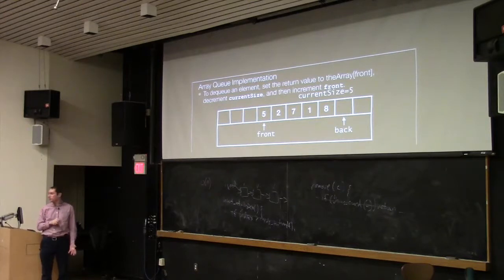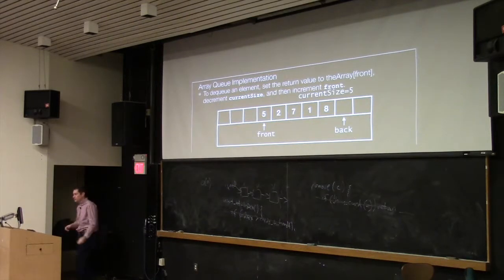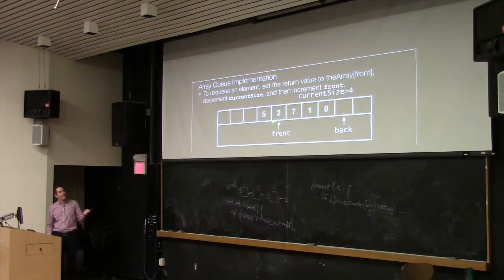So you could do this. You could say 5 gets returned and then move everybody else down. But that immediately becomes an order n linear operation, and we want to avoid those if we can help it. There's not really much point in using a queue if we have to do all that moving. Then we increment front. Now the front is here. Current size is 4.